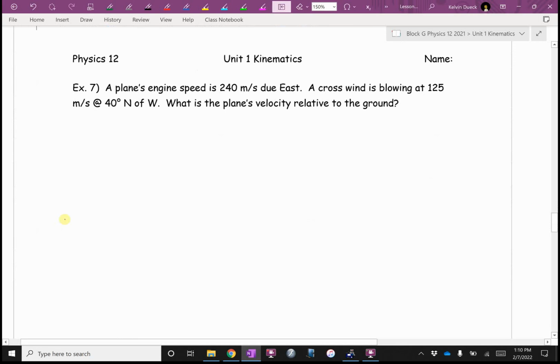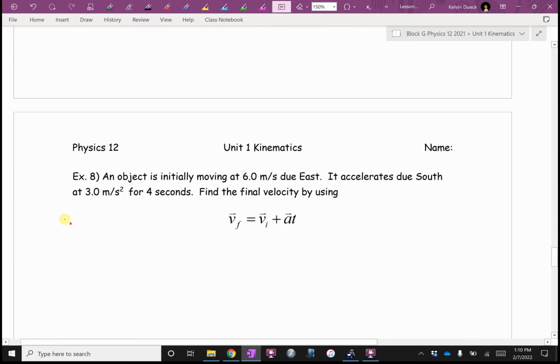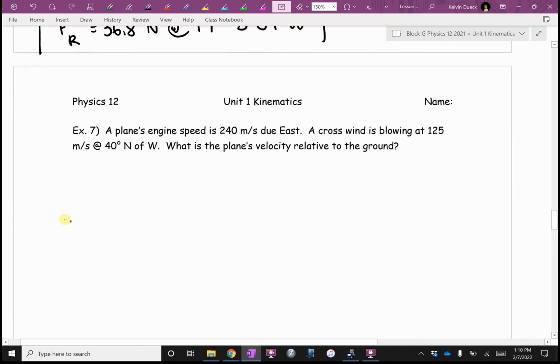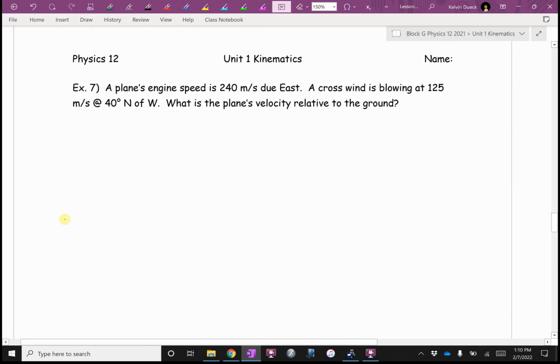I like example 7. Example 7 is a nice question. Example 7, I would consider an A+ level question. This is about as tough as I can throw at you. And here's how I can tell at a glance that this is tough. I saw there's an angle. Did I say angle? Components. And there's something else as well.